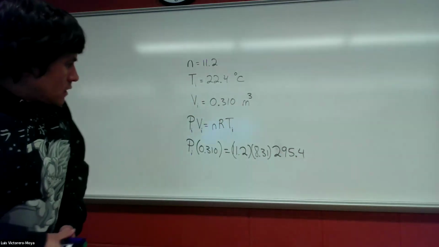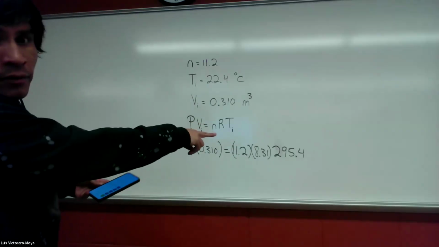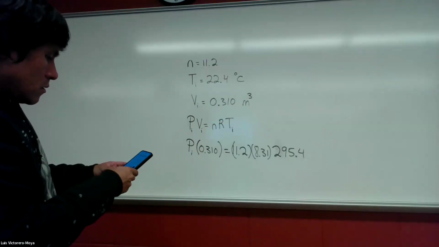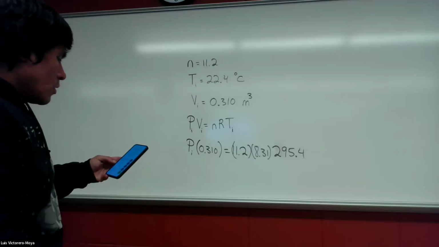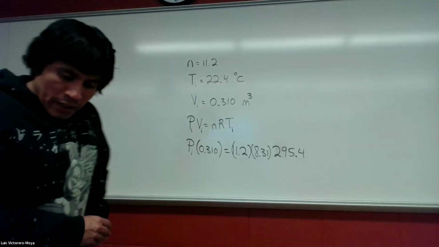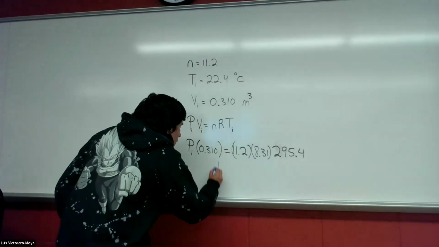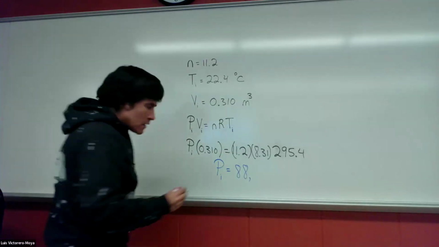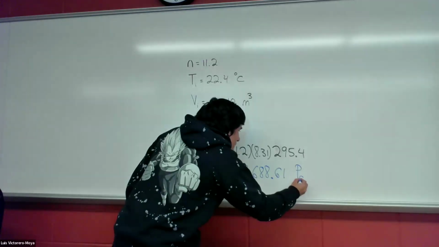So let's see, everything is in the right units. So we multiply the right-hand side, and then we divide by. So it's a large value of pressure. I get here 88,688.61. That's in Pascal.